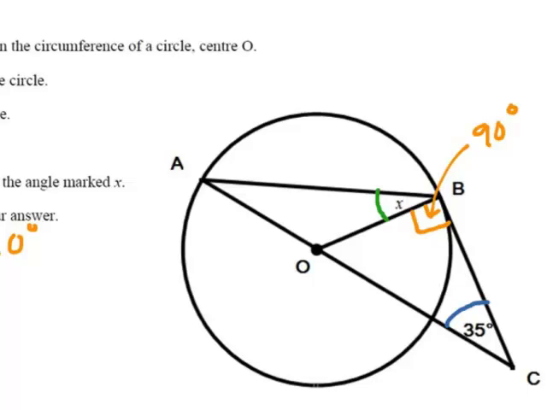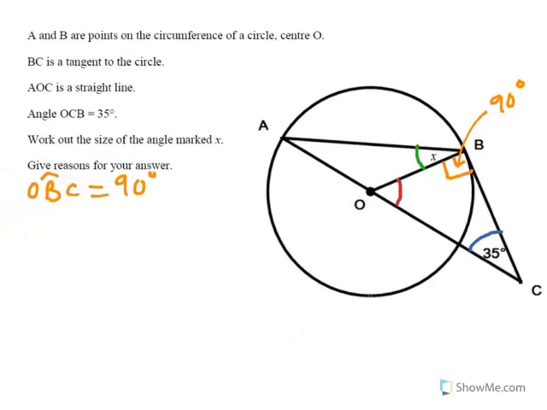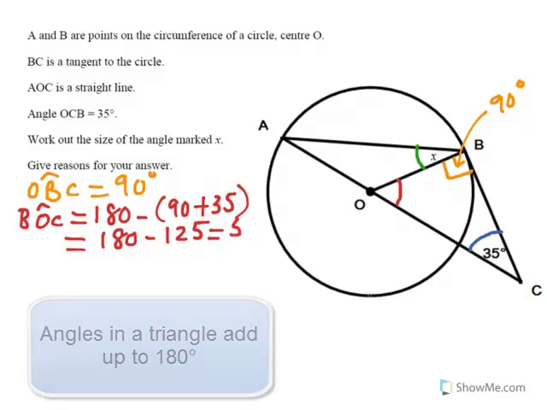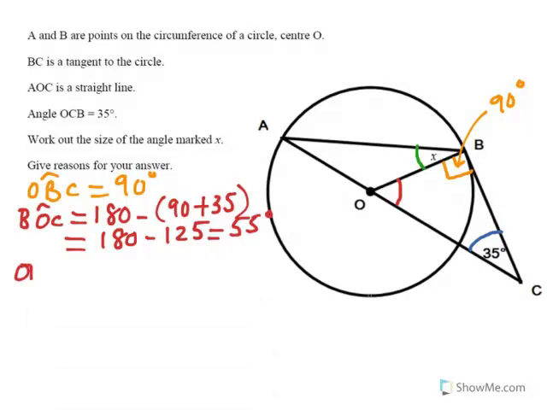Well, since in triangle OBC we have two angles there already, it seems logical to find this one here, which is BOC. So we can write BOC equals 180 minus 90 plus 35. The reason is that the angles in a triangle add up to 180 degrees. So it's 180 minus 125, which is 55 degrees. Incidentally, if one angle is already 90, then we expect the other two to add up to 90. So it's probably quicker to just say BOC is 90 minus 35, which is 55 degrees. The reason is still the same. Angles in a triangle add up to 180 degrees. So we can write in here that that's 55 degrees.